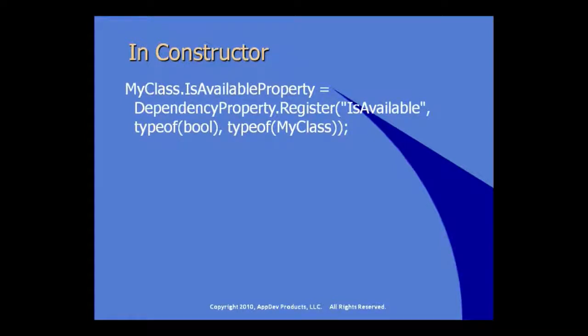In the constructor for the class, there's a method call, like this one, which sets the value of that isAvailable property by registering it with the .NET framework. You pass to the register method of the dependency property class, another static method, the name of the property, the type of the property, and the class that's registering it. So now this information is registered with the .NET framework, so the .NET framework can maintain the value of this property.